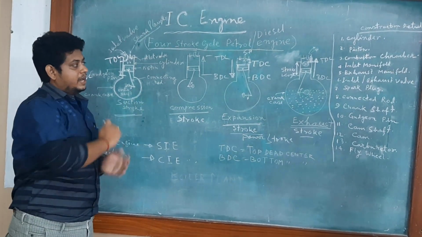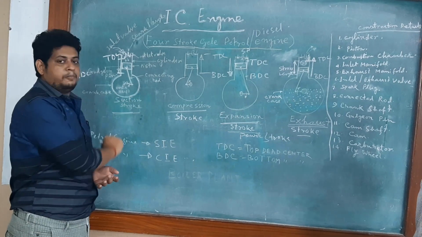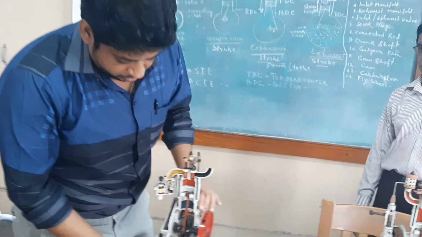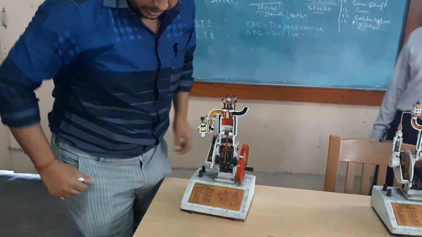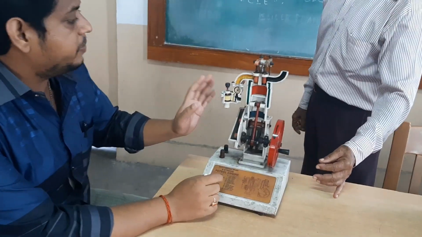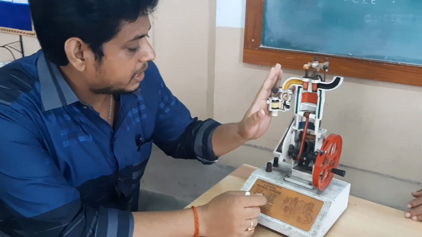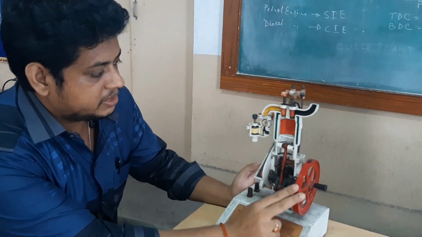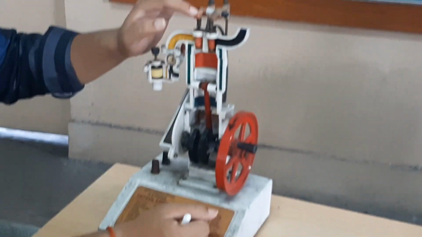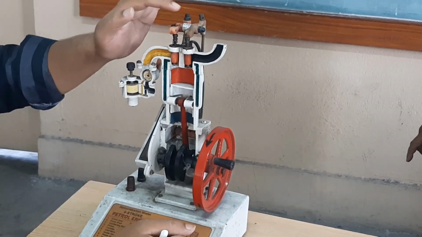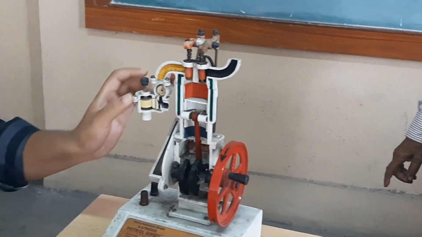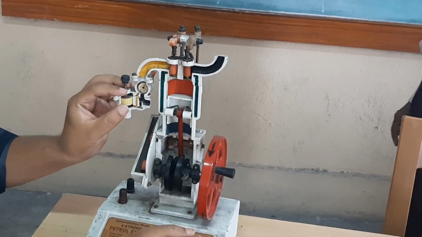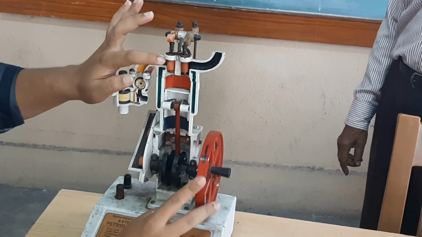Now these are the diagram point of view. Now I come to the original model. Now try to find the similarities between the running model or real model and the diagram. This is the flywheel. This is the intake valve. This is the exhaust valve. The intake valve line is connected to the carburetor. From the carburetor, the fresh charge enters into the cylinder.